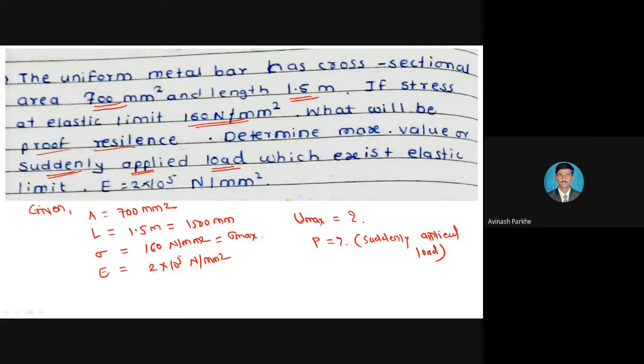So the words within the elastic limit are very important, because once the body crosses the elastic limit point and I remove the load, the body does not regain its original position. Therefore, in this numerical, sigma is also represented by sigma max. So we have to calculate Umax, that is the proof resilience, and the capital P.